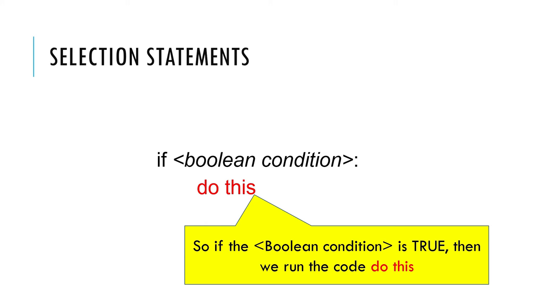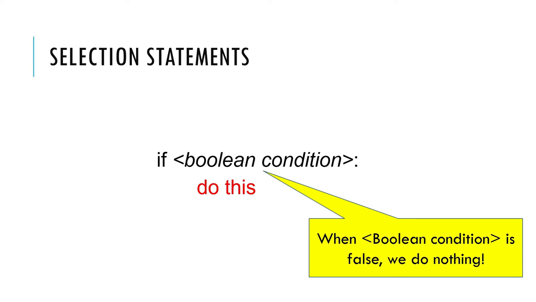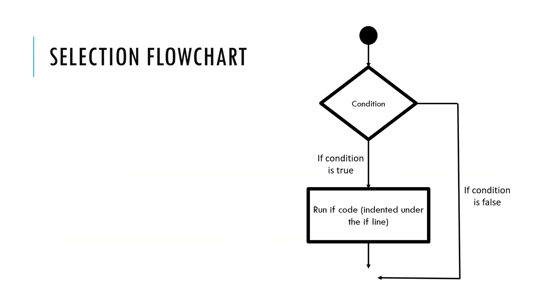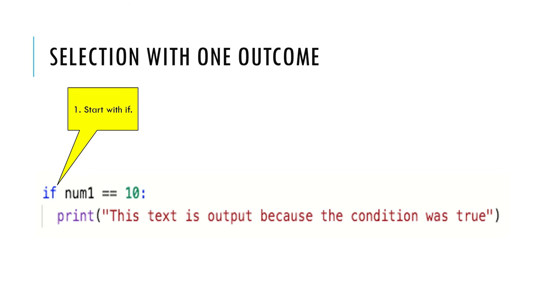As it says here, if the Boolean condition is true, then we run the code do this. When the Boolean condition is false, we don't run the code that says do this. Now we can look at this little flowchart here. We have this condition we spoke about. This is a test here, and if the condition is true, we carry on and we run the code that's indented. If the condition is false, we bypass the code that's indented and we just move on to the next stage.